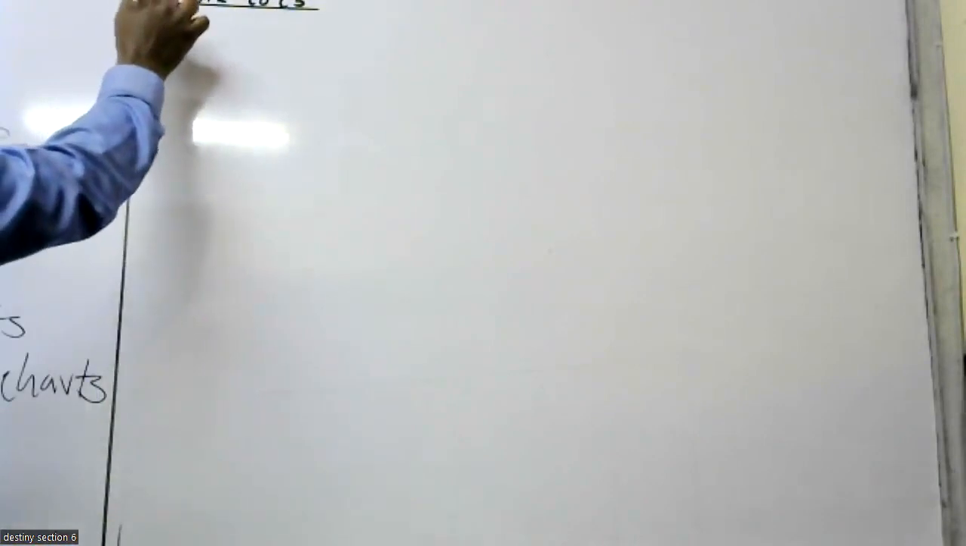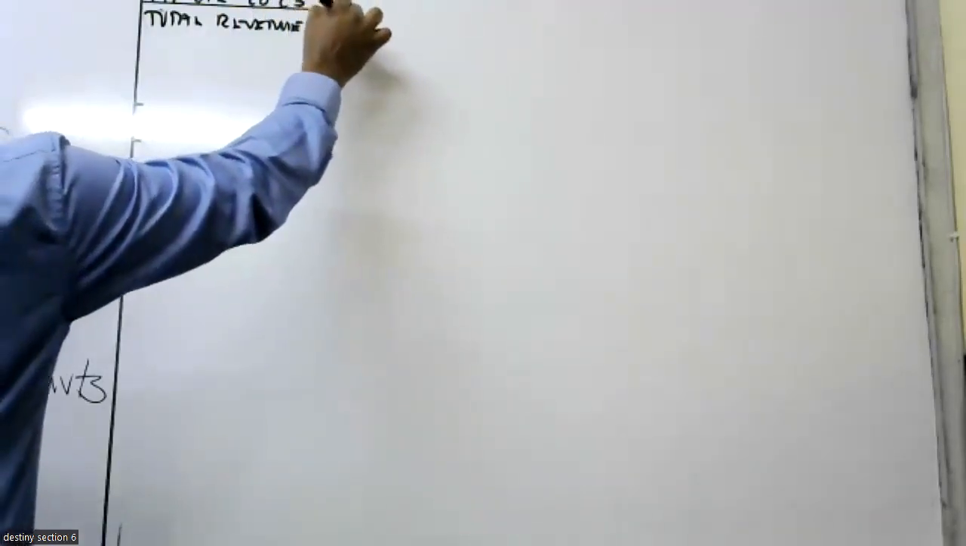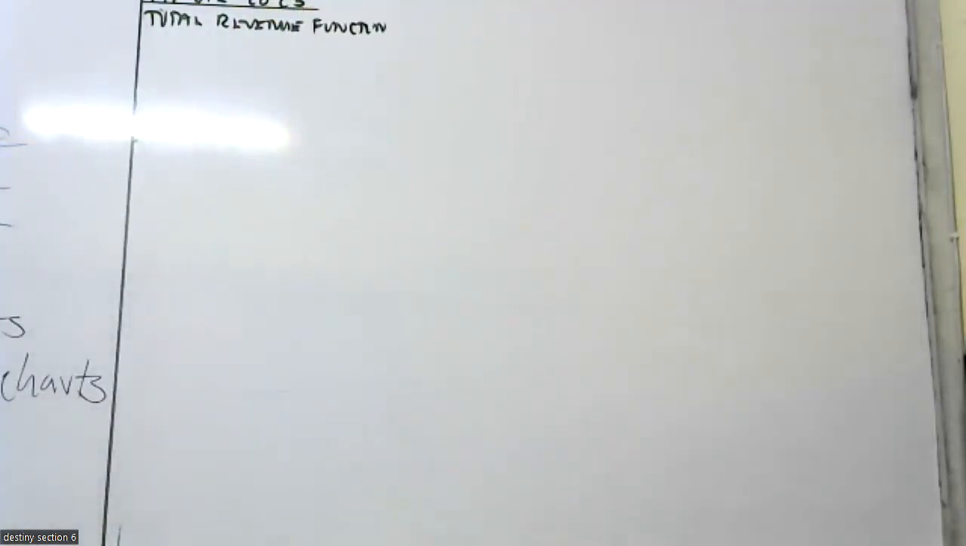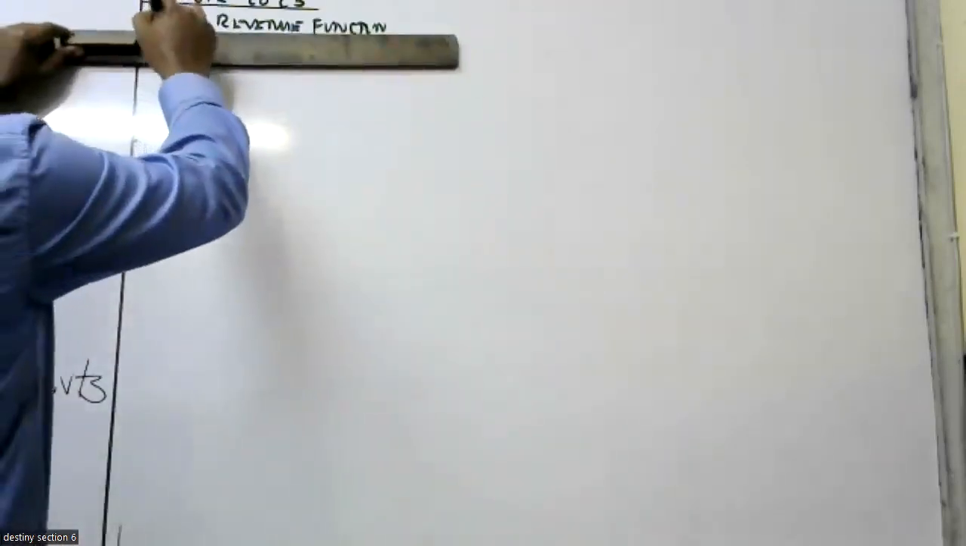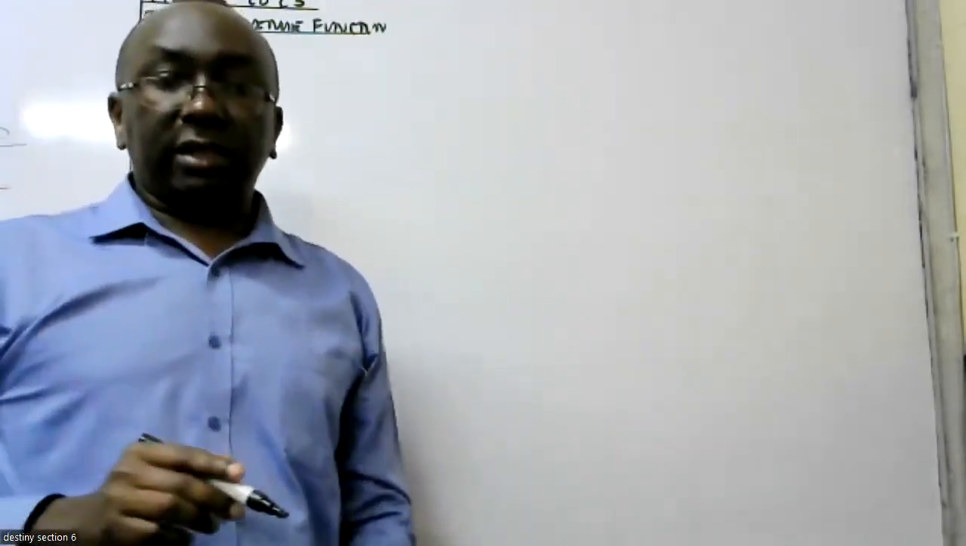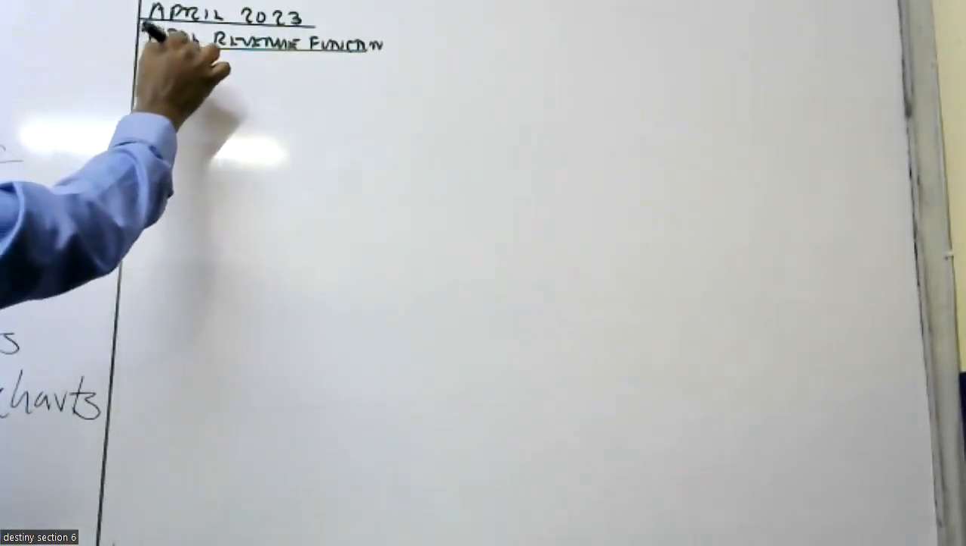To get the revenue function. Now, getting the total revenue function, what we can see here is we are just given 2 points. And if you are given 2 points, then this means that the function is linear.